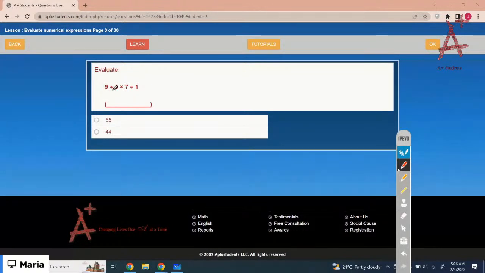Okay, the next one is 9 plus 5 times 7 divided by 1. So from left to right, we have multiplication first. So just do multiplication. Got it? 5 times 7 is 35. Now you have to do division. Just divide. When you divide 35 by 1, the answer is 35.